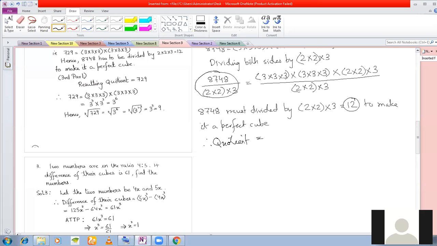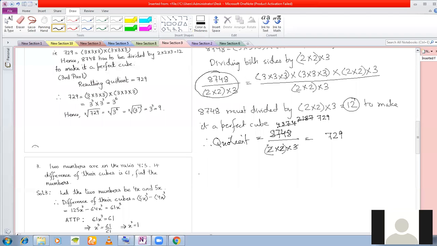Quotient is this one. 8748 divided by 2 into 2 into 3. Okay. You divide this, you cancel everything. Okay, you cancel, you get 4, you get 3, 7, 4. And you cancel this, you get 2, 1, 8, 7. And then you cancel this, you get 7, 2, 9. You're getting 729. This is your quotient.